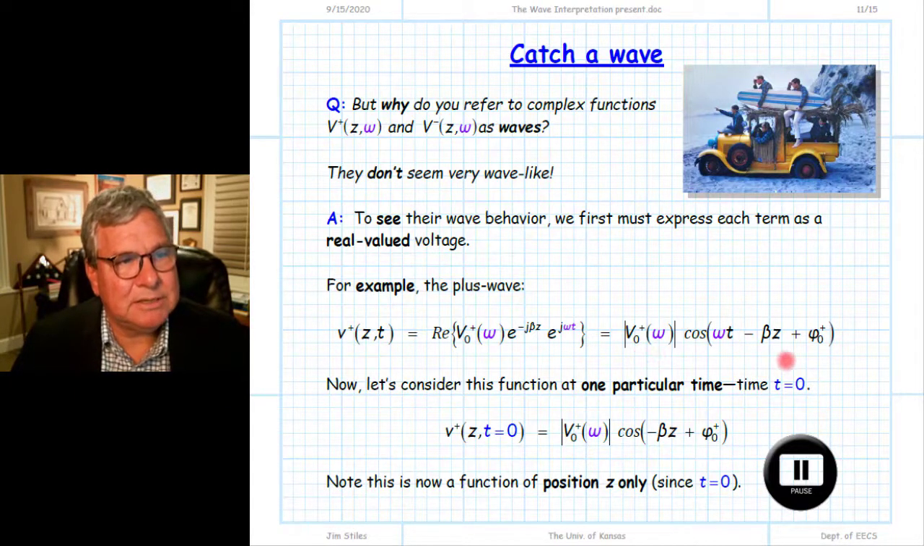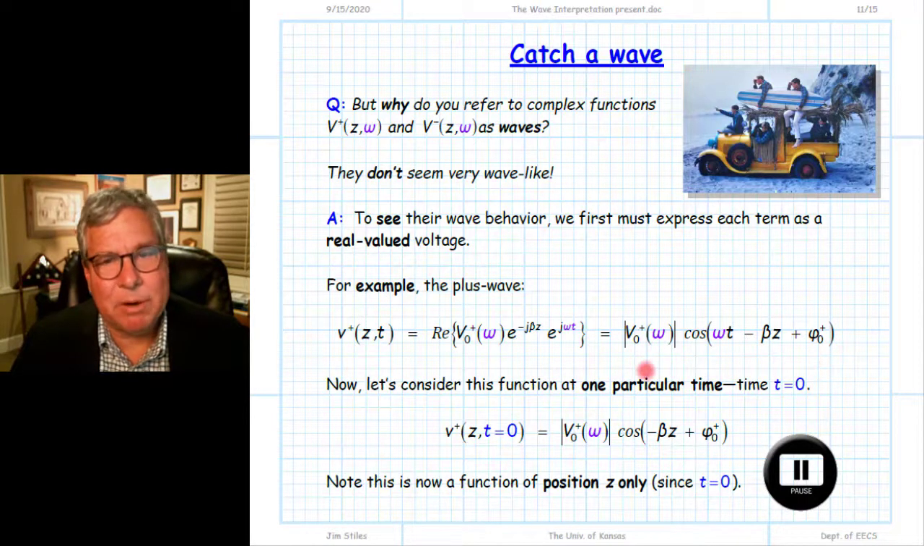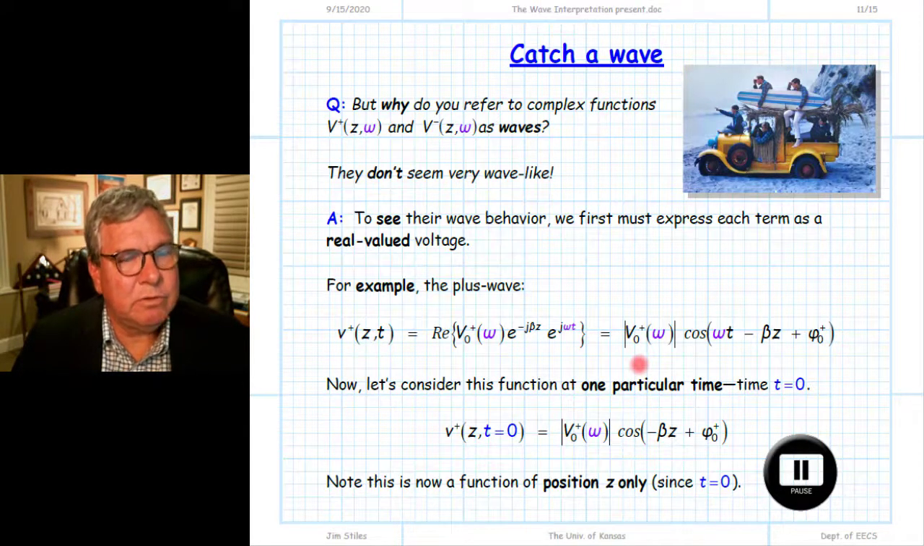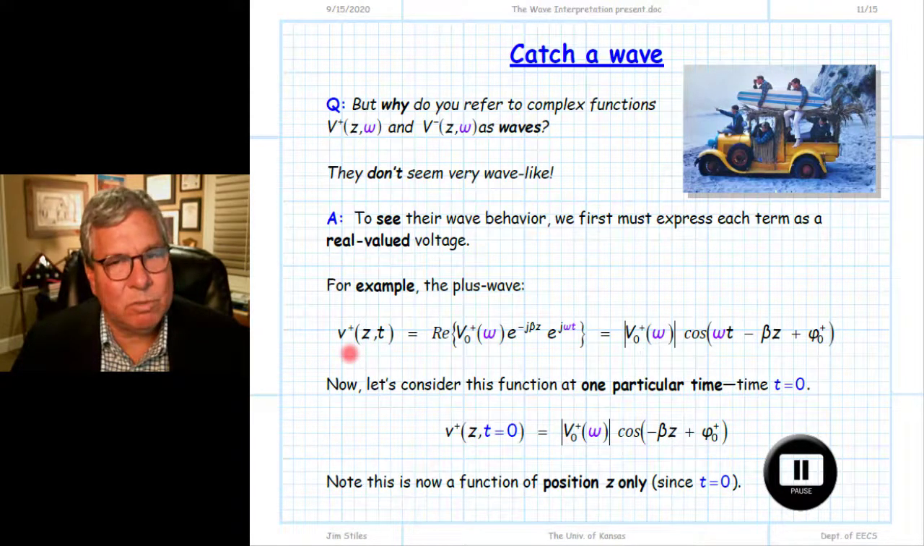So let's see if we can see, I contend that from this we can see there is a propagating wave, but let's look a little closer to make that clear. First thing we're going to do is hit the pause button on our electromagnetic wave. We're going to evaluate this plus wave voltage at one specific time, and that time is t equal to 0. You can think of this as hitting the pause button.